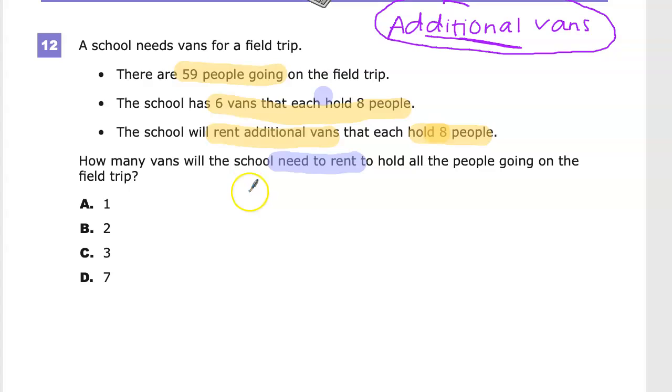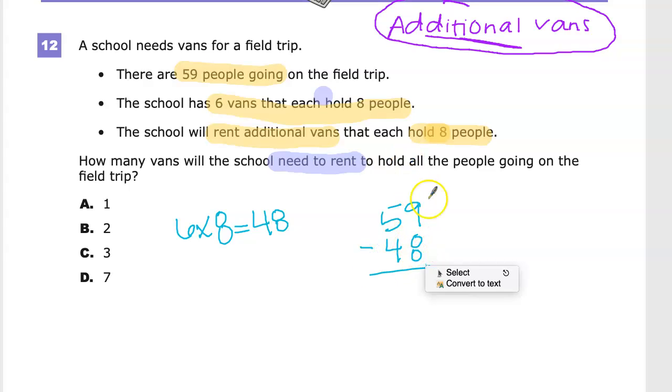So, I'm going to show you two different ways to work out this problem. So, we're going to go through the first method. So, we know that they have 6 vans that hold 8 people. So, if I want to find the total amount of people that can fit on those vans, I can do 6 times 8. And 6 times 8 is 48. So we know the vans that they already have hold 48 people. And we have 59 people that are going. So we can go ahead and subtract those 48 that are already accounted for in the vans that the school already has.